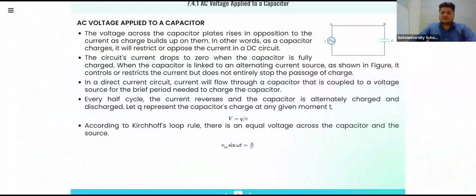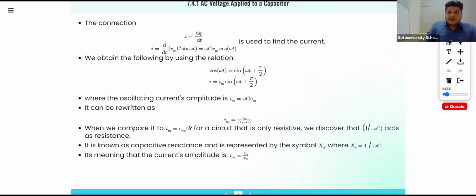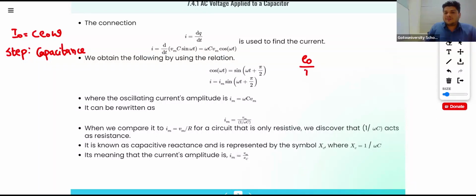If you check I naught, what will be I naught? I naught will be equal to C E naught omega. We will use this for finding the variable. Yes, the next step, number 4, will be the variable. In this case, the variable will be capacitance. First one was resistance, second one was inductance, third will be capacitance. So how does that capacitance come into the picture? It will come into picture by E naught upon I naught.